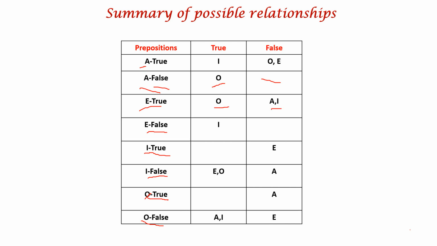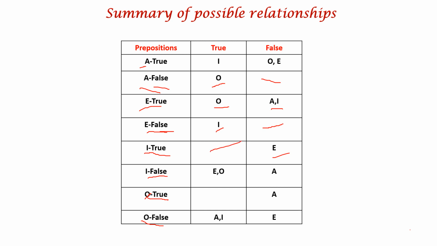and A and I will be false. If E is false, then I will be true. Nothing could be said about the other propositions. And if I is true, then E will be false. Nothing else could be said.